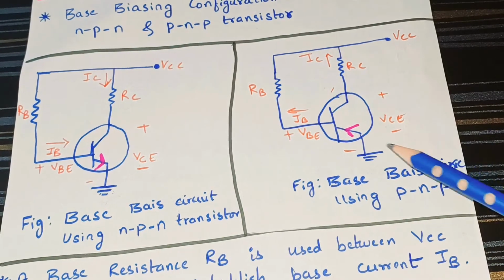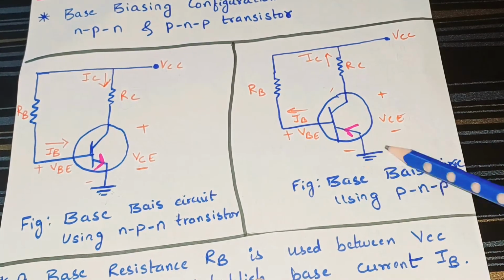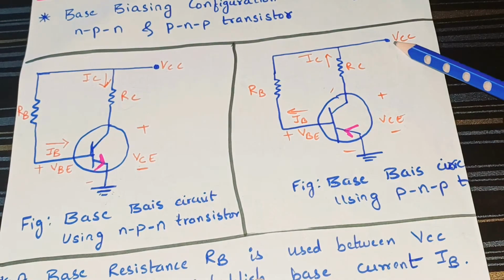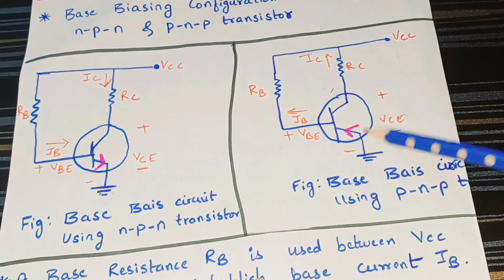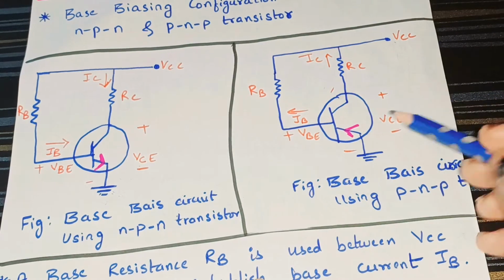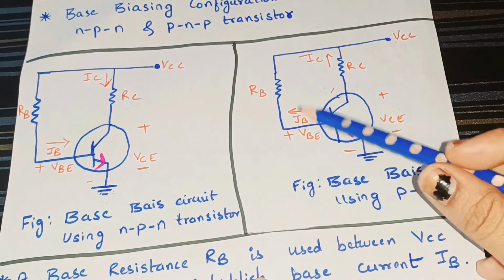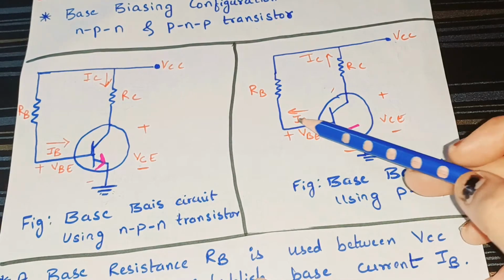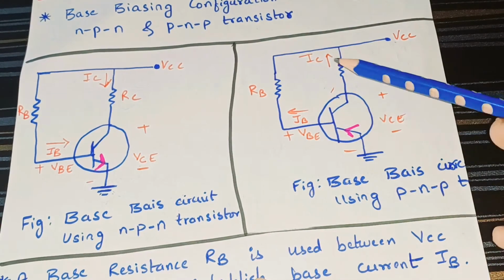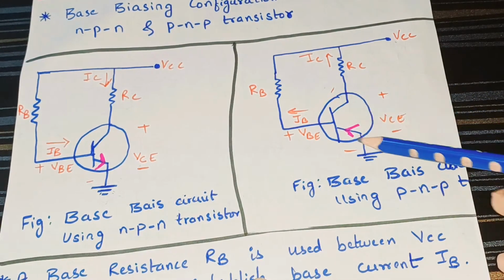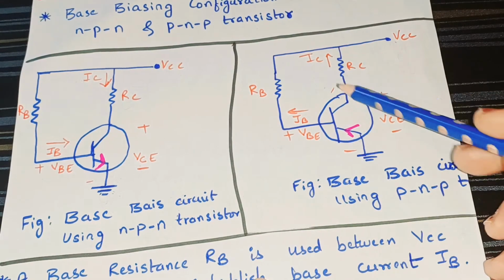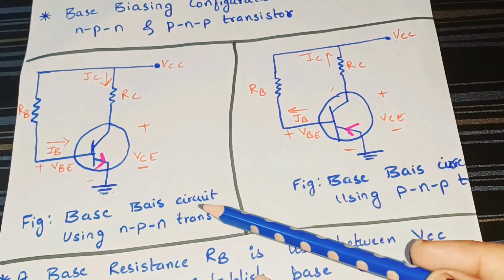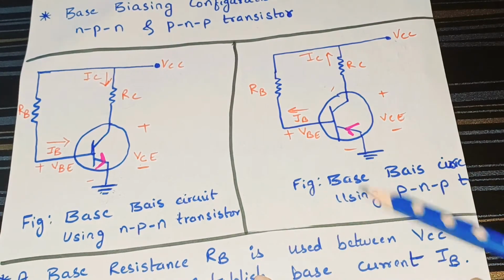Similarly for PNP, the current flows in the opposite direction, from ground towards VCC. How? See, through the base resistor the base current IB is taken from ground, and from ground the collector current is flowing towards VCC. So this is the difference between the NPN transistor and the PNP transistor.